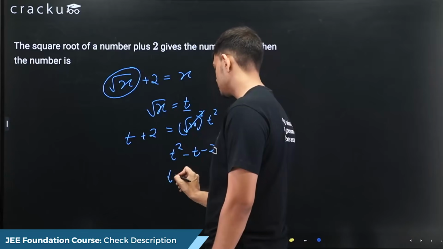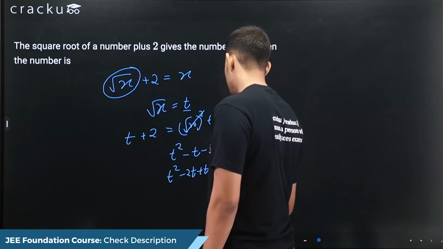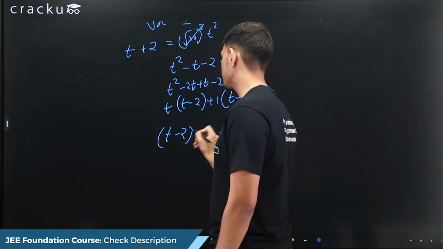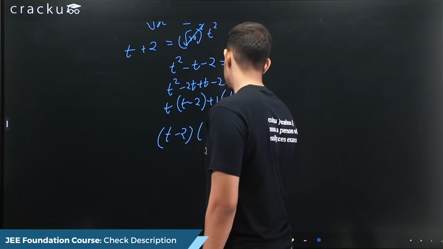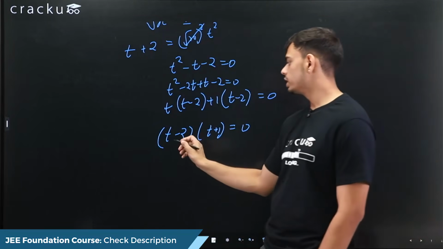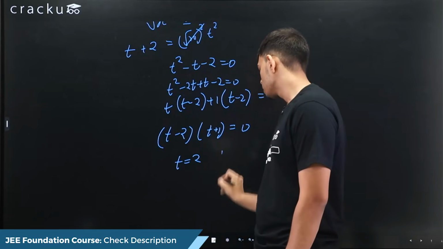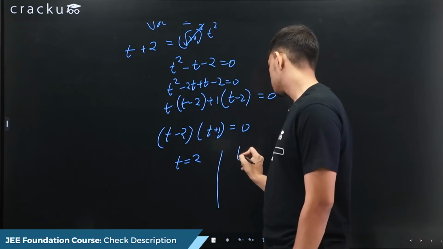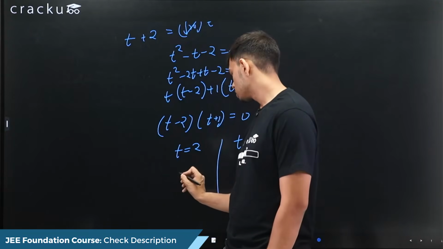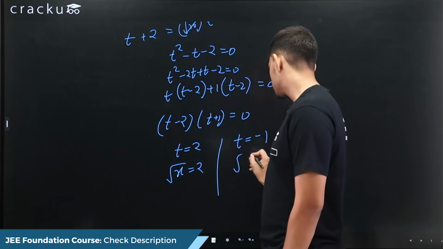I can factorize it as t square minus 2t plus t minus 2 equals 0. It will be t minus 2 multiplied by t plus 1 equals 0. So I get two values of t from here. One will be t minus 2 equals 0, which is t equals 2, or t plus 1 equals 0, which is t equals minus 1. Now what is t? t is root x. Root x is either equal to 2 or root x equals minus 1.